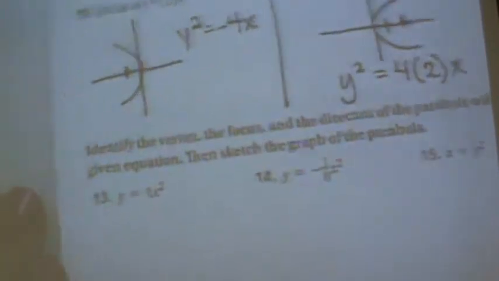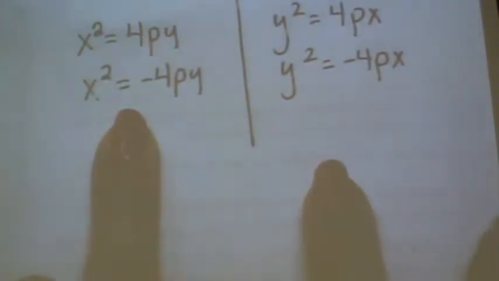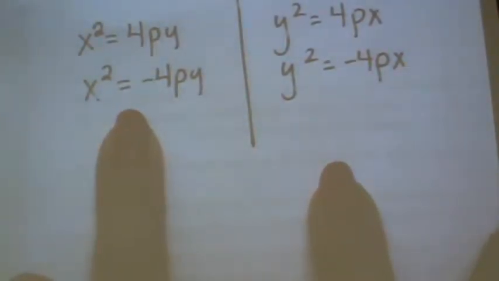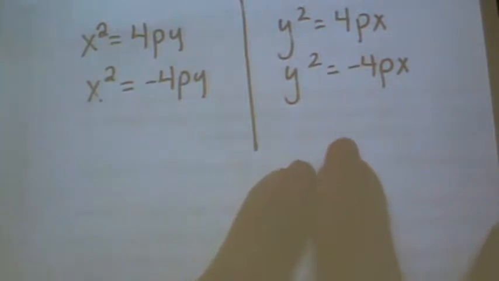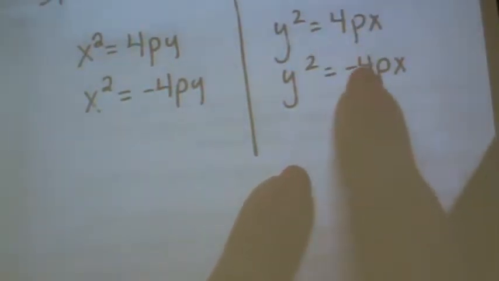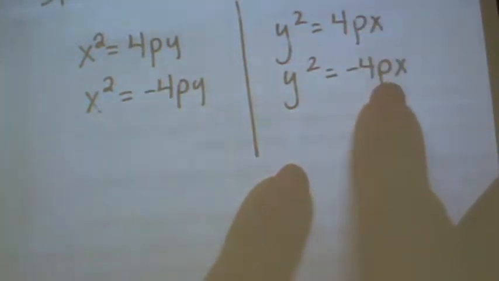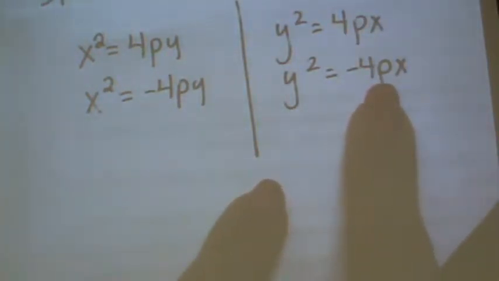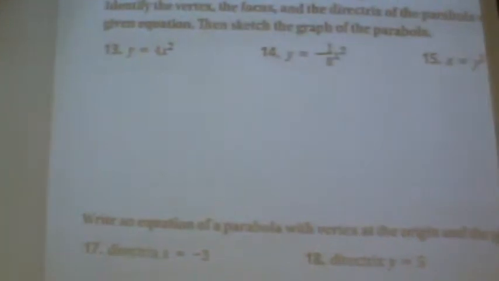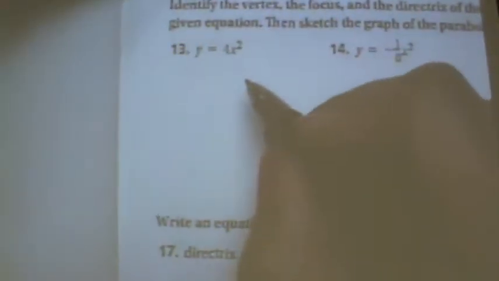Okay, so we'll get to those. What I want you guys to get in the habit of is getting your equation to look like these: x squared on the left side, or y squared, and then the number, you have to get a 4 here and then p and x. That p value is going to tell you where your fixed point is. Okay, so, in other words, check this one out, 13. Let's get x squared on the other side.